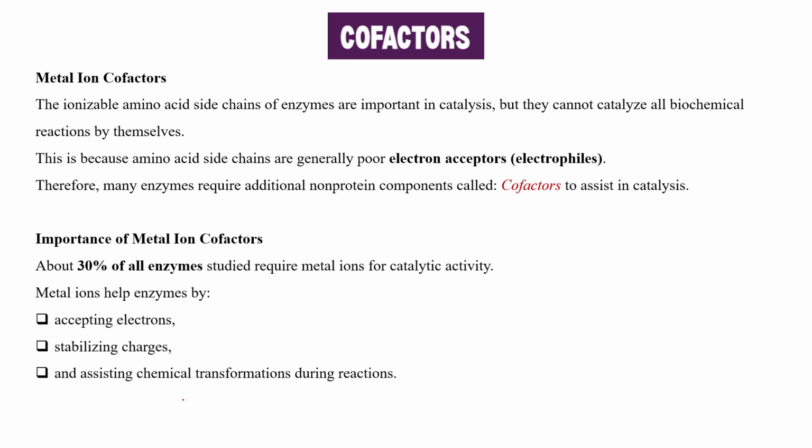Now let's look at the cofactors. So metal ion cofactors. We are having ionizable amino acids, right? Yes. The side chains of these amino acids in the enzymes are important in catalysis, like we've already talked about earlier. They do not catalyze all biochemical reactions by themselves. So you need a metal ion. This is because amino acid chains are generally poor electron acceptors. They don't have electrons. You get it? They are electrophiles. So many enzymes will require additional non-protein molecules called cofactors to assist them in their catalysis.